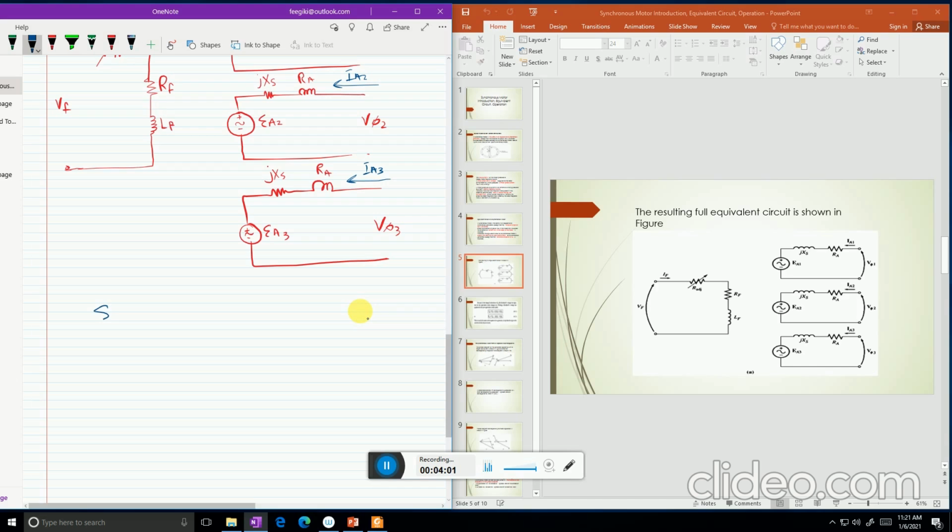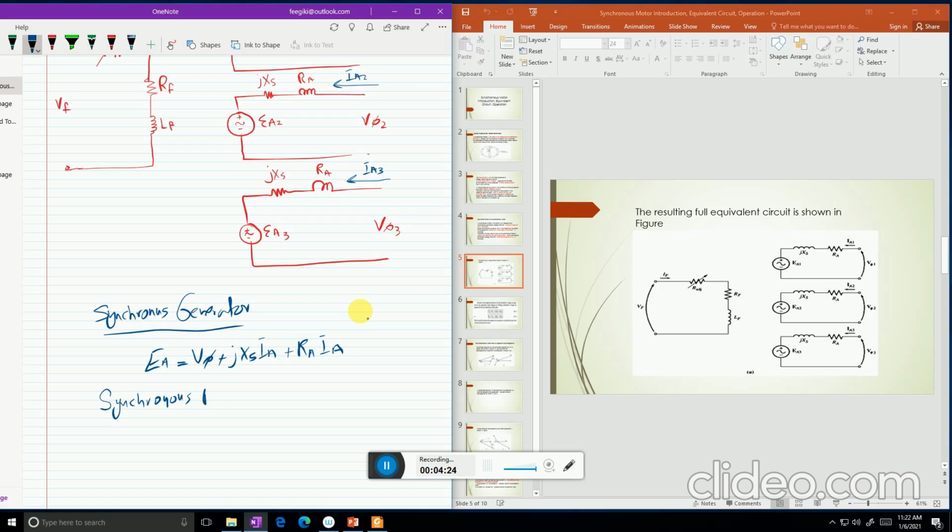From the synchronous generator, we studied that EA is equal to V phase plus jXs IA plus RA IA. But in case of the synchronous motor, as the direction of current is reversed, this formula changes a little bit.